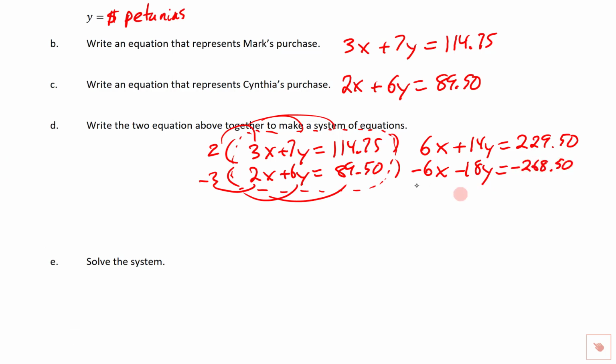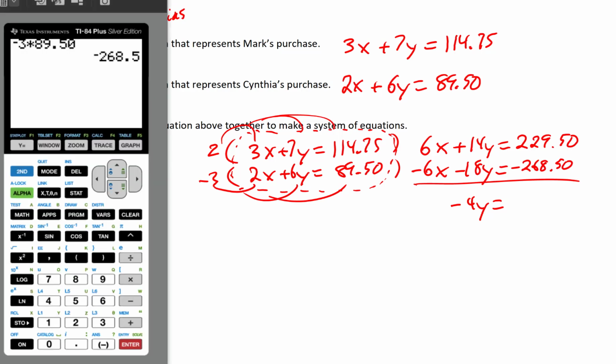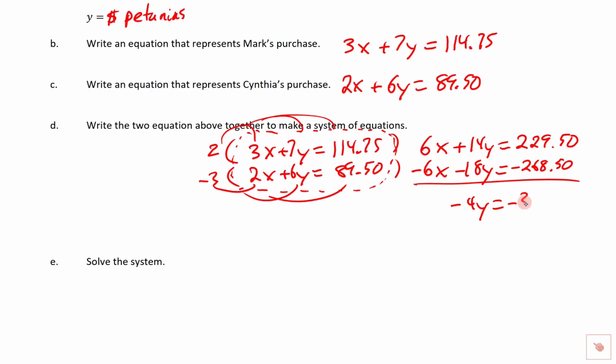Okay, now we'll go ahead and add those together because that'll eliminate the x's. And we're going to end up with a -4y. And then on the other side, let's see what we get here. I'm going to do the -268.50, and then I'm going to add 229.50. Okay, so that gives me -39.